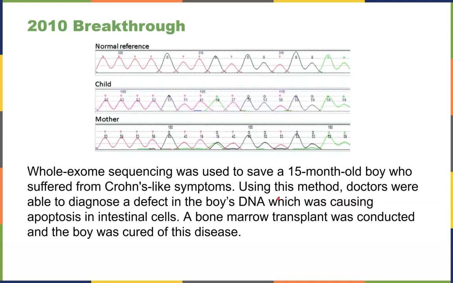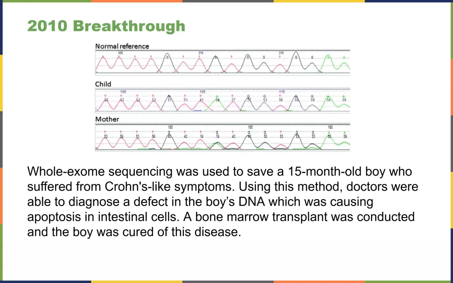Using this method, doctors were able to diagnose a defect in the boy's DNA, which was causing apoptosis in his intestinal cells. Apoptosis is cell death, so his intestine was basically just dying. As soon as new cells were created, they would just die. A bone marrow transplant was conducted, and the boy received the correct form of the gene, and he was actually cured. He grew up and he's living a normal life now.